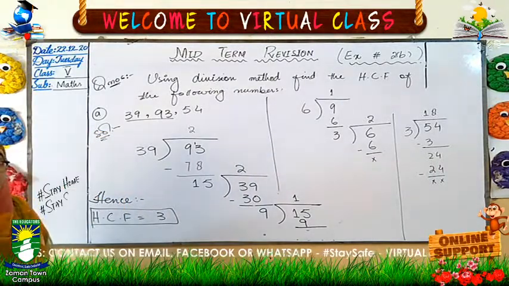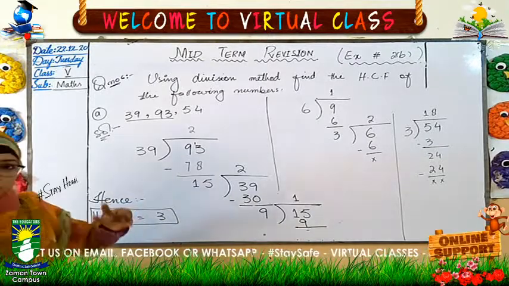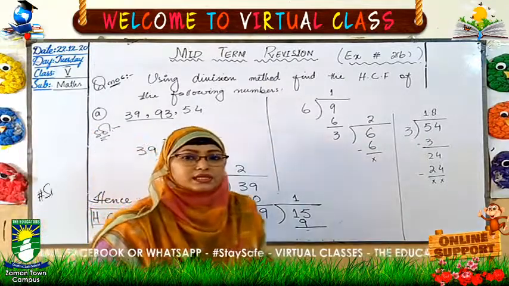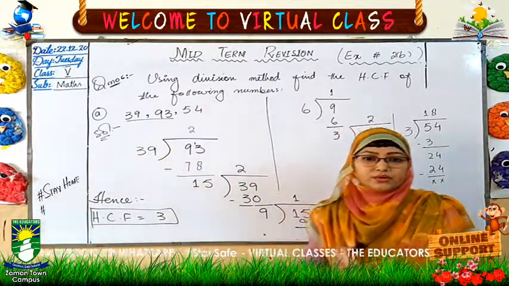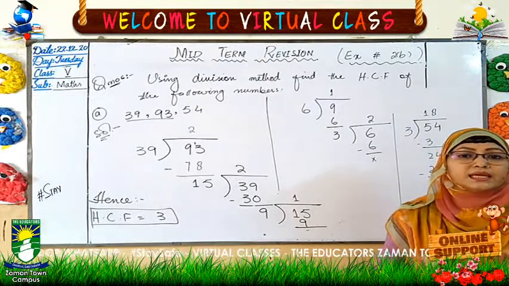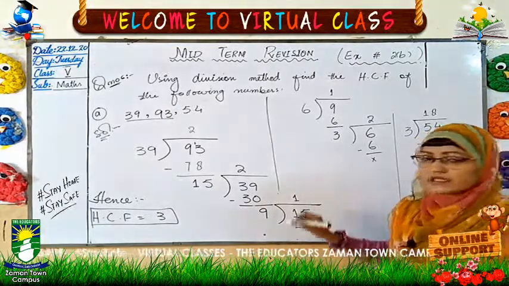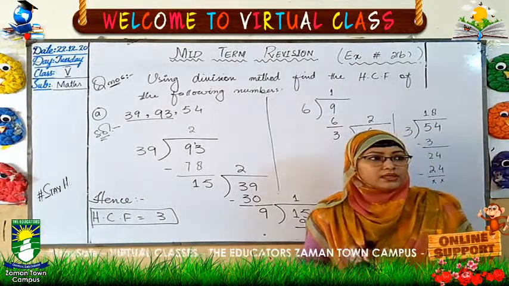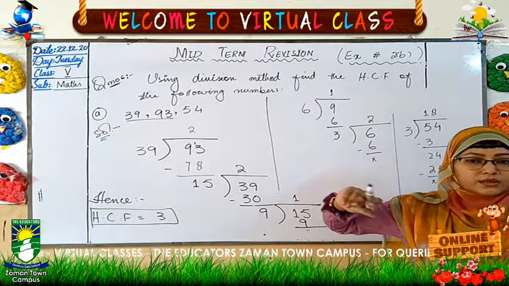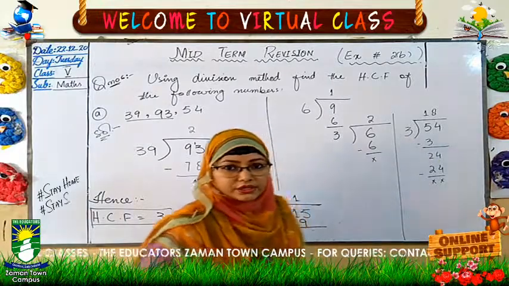It is your revision of exercise number 1 2b. in which we have studied two methods of finding HCF. HCF is what? HCF stands for highest common factor. Okay, same as we are having another term which is LCM. LCM stands for least common multiple. Okay, so we had studied two methods, prime factorization or division method.